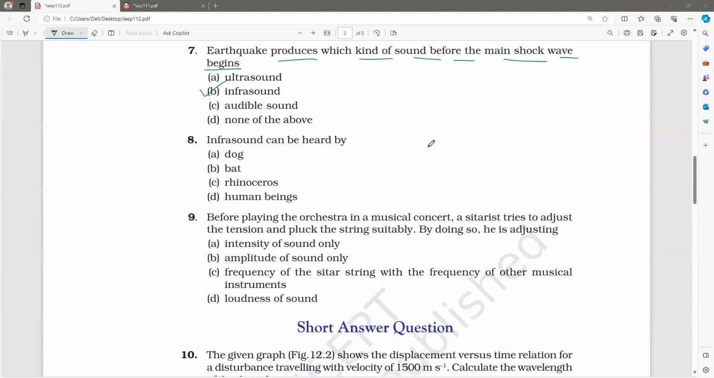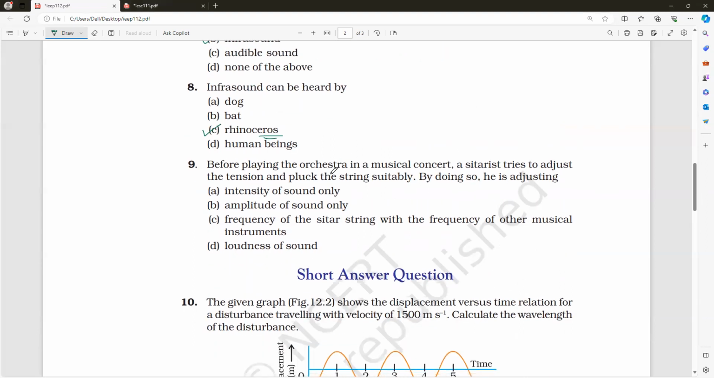Infrasonic sounds. Next, infrasounds can be heard by what animals? I have given you the examples. Infrasonic sounds can be heard by rhinoceros. Yes, rhinoceros.